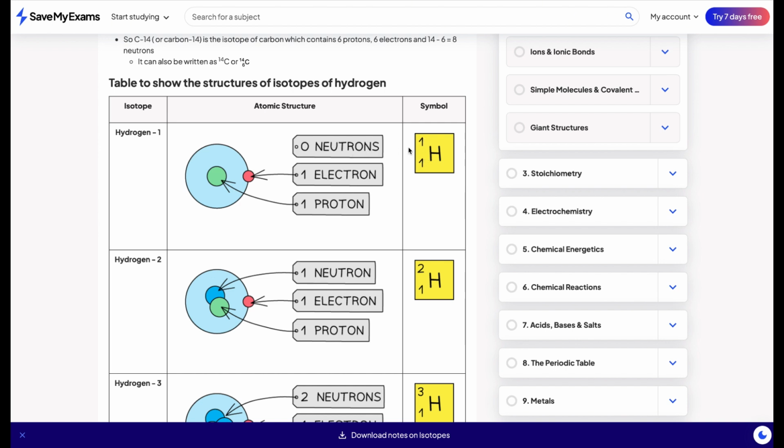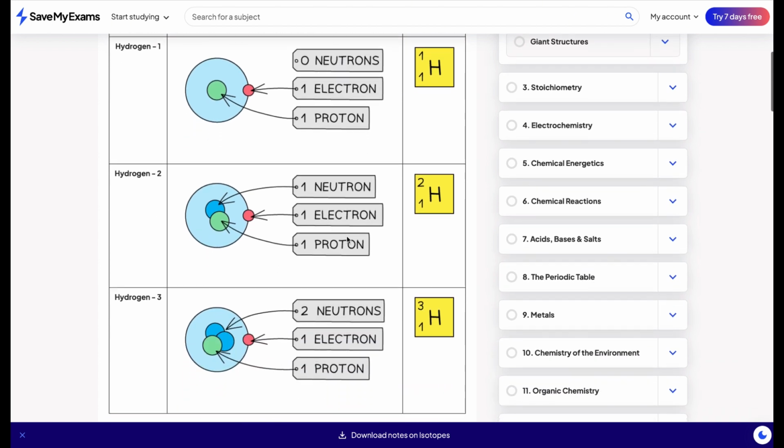Now, how do you find the neutron? You say the mass minus the proton, right? 1 minus 1 is 0. So the number of neutrons here is 0. Now let's go to the second hydrogen, which is called deuterium. In deuterium, the number of protons is 1 and the mass is 2. So to find the neutron, you say 2 minus 1, you get 1. So proton is 1, electron is 1, and neutron is 1. So this one has 1, 1, 1.